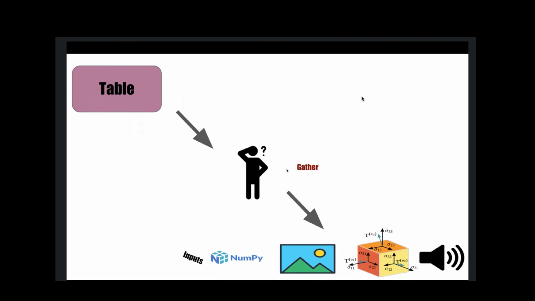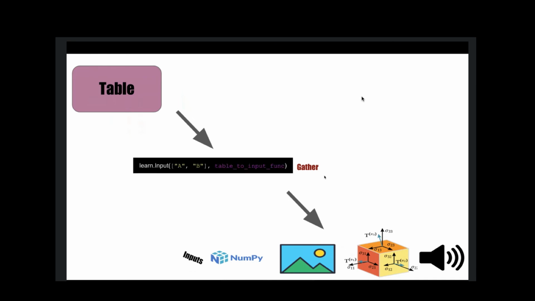So in the middle here, how do we want to represent this? And what we've done is we've created an input object where you provide the columns of the input plus a function to create the output. So for example, you may take columns A and B and use that to create a tensor, which is used later. And this is how this step is abstracted.